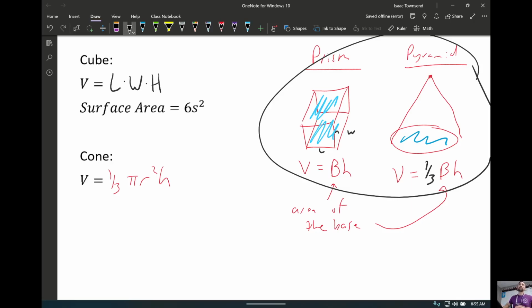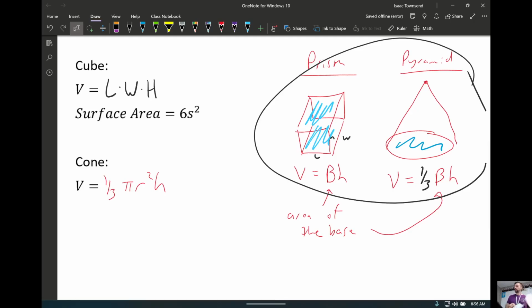A lot of times, knowing that, you can kind of figure out what you need just kind of in the moment. I don't memorize this. I don't memorize the volume of a cone. I know that a cone has one base, so it's going to be area of the base, pi r squared, times the height, times a third, since it's a pyramid. If it wasn't a pyramid and instead a prism, I wouldn't multiply by a third. Area of the base times the height.